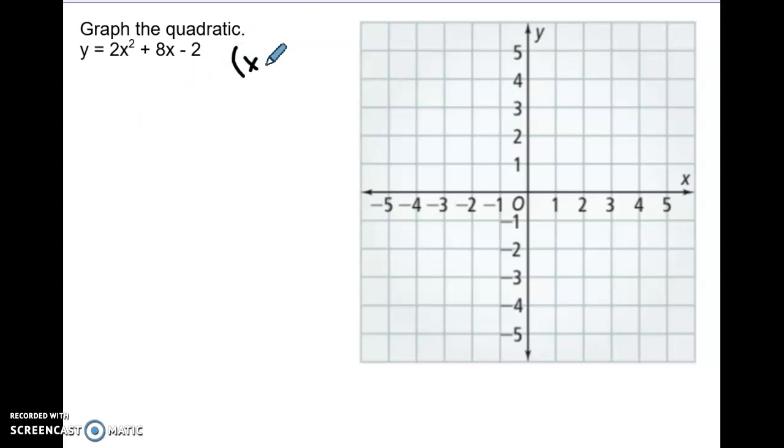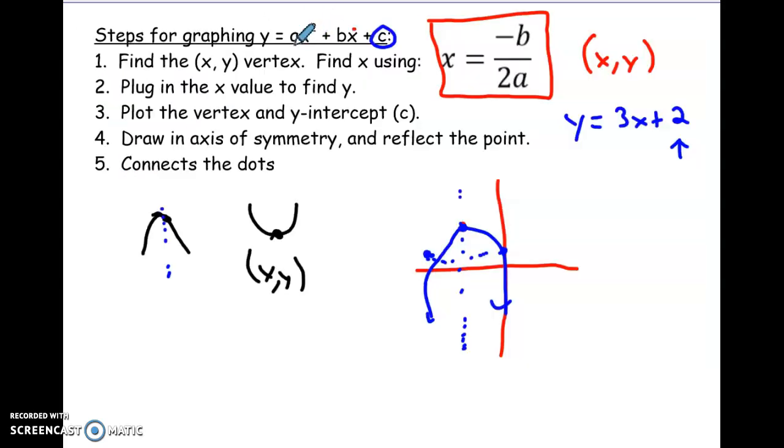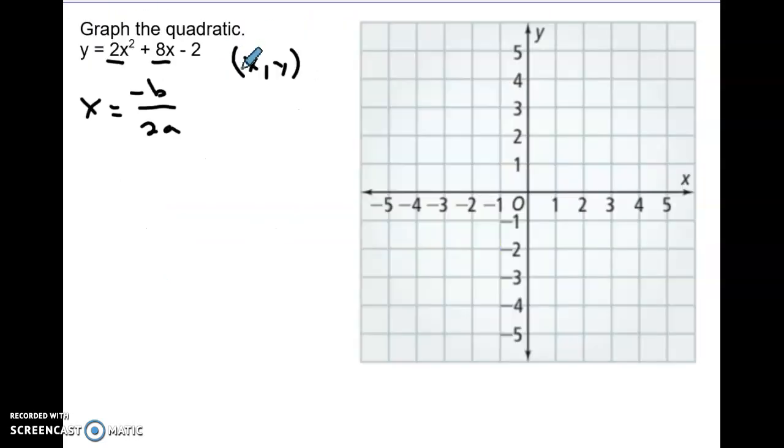And again, the vertex is just an xy point. The x coordinate comes from this little formula. It says negative b divided by 2a. And a and b come from whatever is right in front of x squared and x. So if you look back here, a is what's in front of x squared, b is what's in front of x. In this case, we have a of 2 and b is 8.